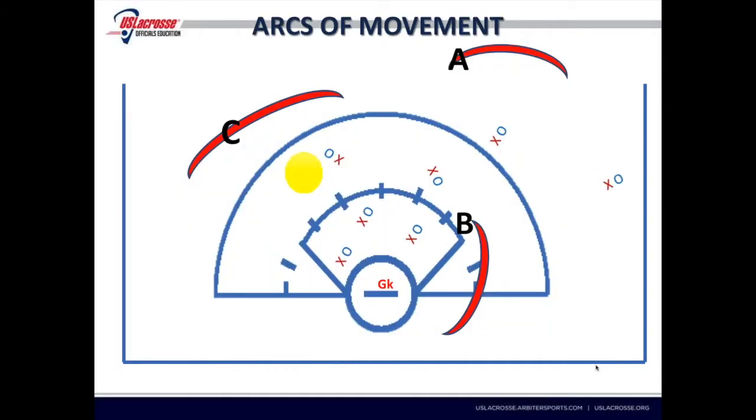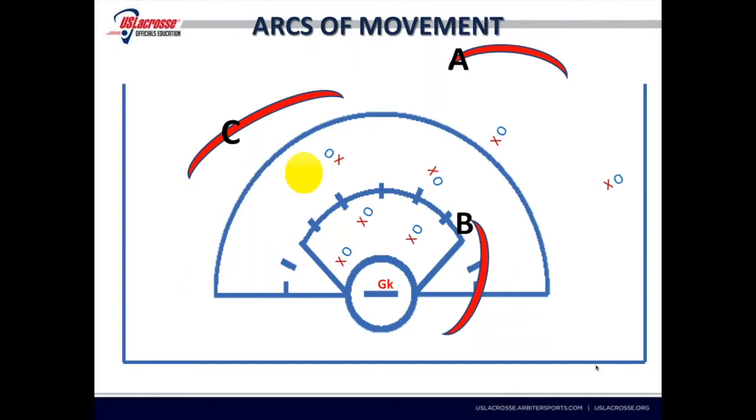Now we are done with play inside the CSA. Note the arcs of movement on the slide. This is the general movement of the officials in each position. They will, of course, move in relation to the location of the ball.